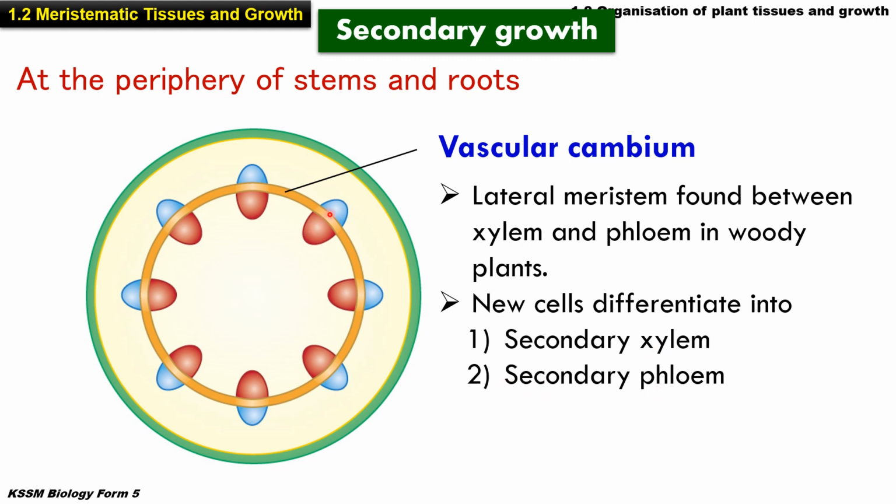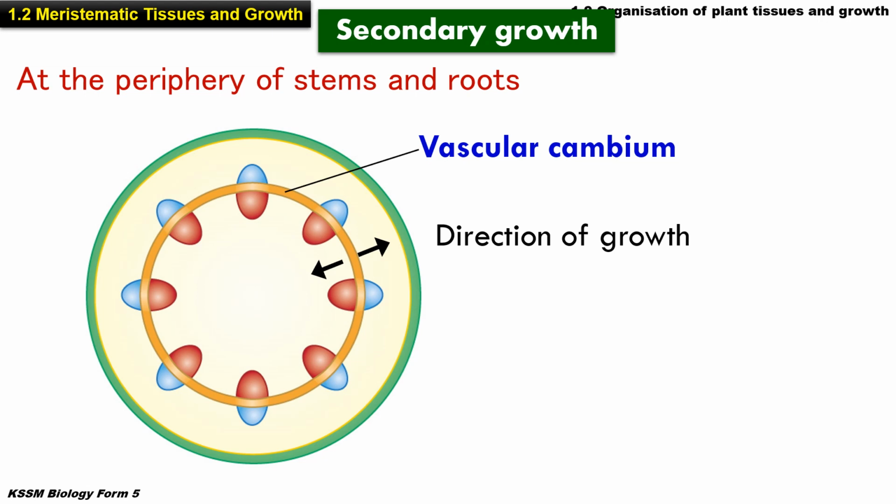Maksudnya, vascular cambium ni dia akan bahagikan xylem and phloem. And dia akan jadi juga starting point for the new cell to develop, to differentiate, to become secondary xylem, secondary phloem. Tak faham lah teacher, sabar. Nanti kita akan tengok gambar. You tulis dulu. Vascular cambium, dia responsible for the new cell differentiate into the secondary xylem and secondary phloem.